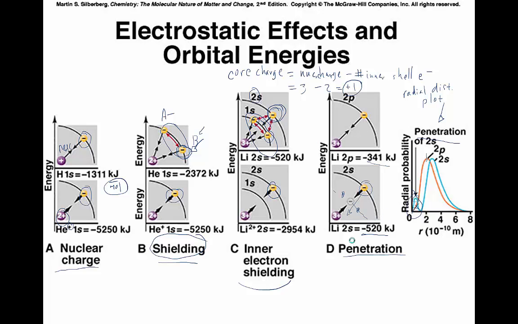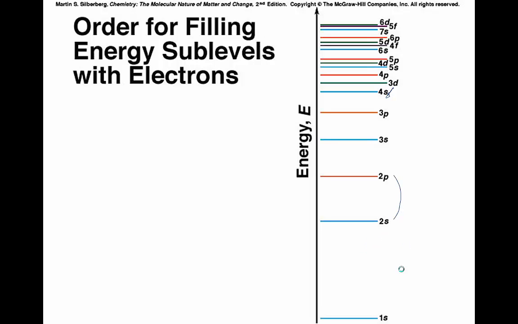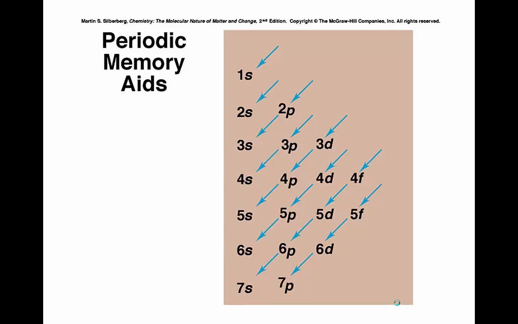So these pictures that involve shielding, sometimes shielding is called screening. We'll see that in some textbooks. So shielding or screening produces some of these effects, and we worry about penetration, which you have to think about in quantum mechanical pictures. Okay, so this order of these energies, we're going to need to know this. So it turns out there's an easy way to figure it out. So here's a little memory aid.